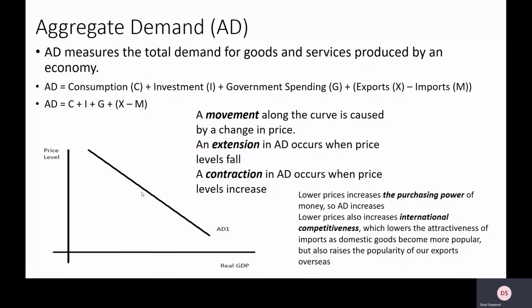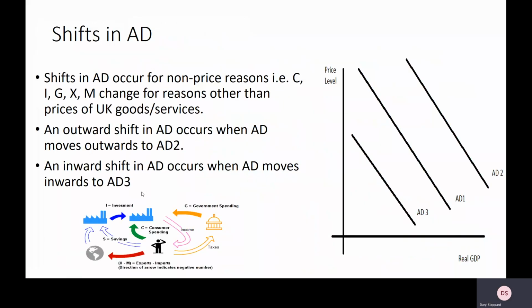Now, obviously, if price levels increased in our economy, more of us will probably shift our demand away to more attractive imports. Obviously, if price levels fell, then aggregate demand would extend. Lower price levels would stimulate more consumption, more investment, more government spending, more exports, and less imports to take place. Right. Shifting aggregate demand are for non-price reasons.